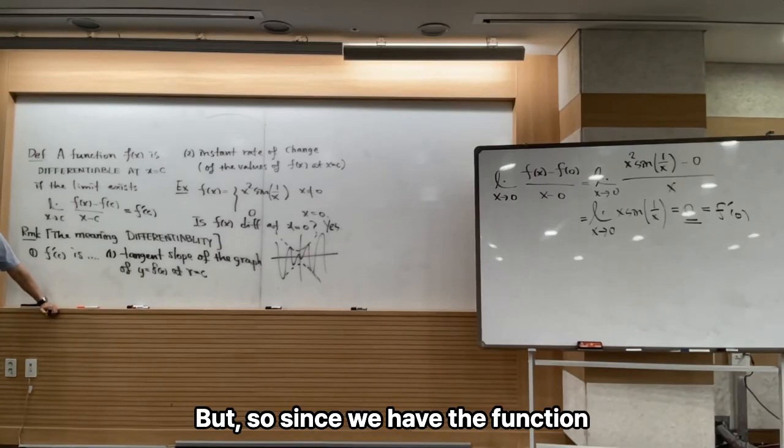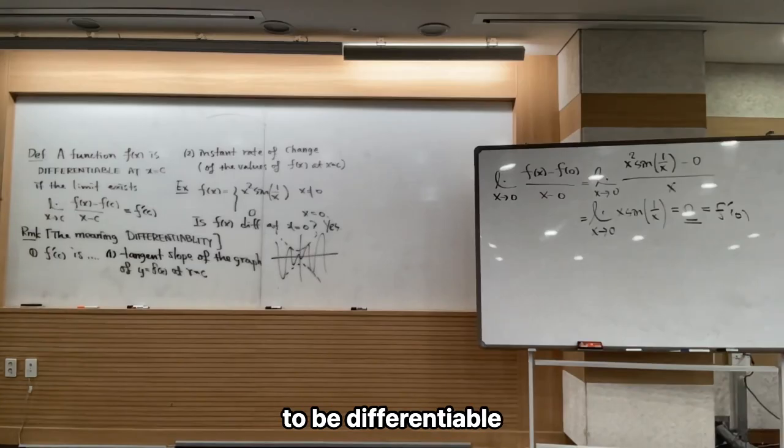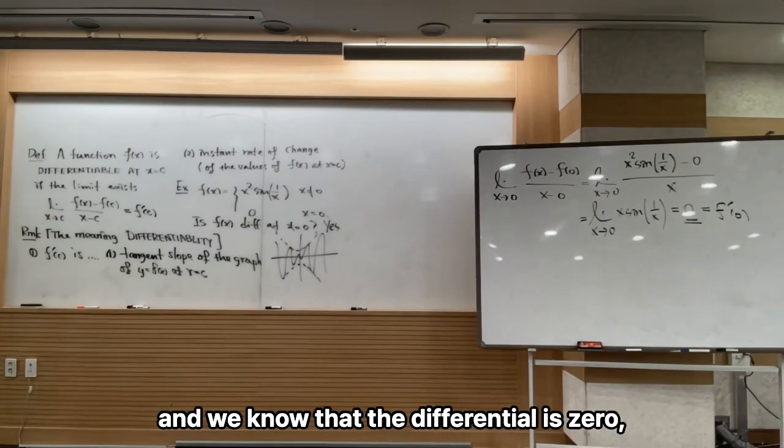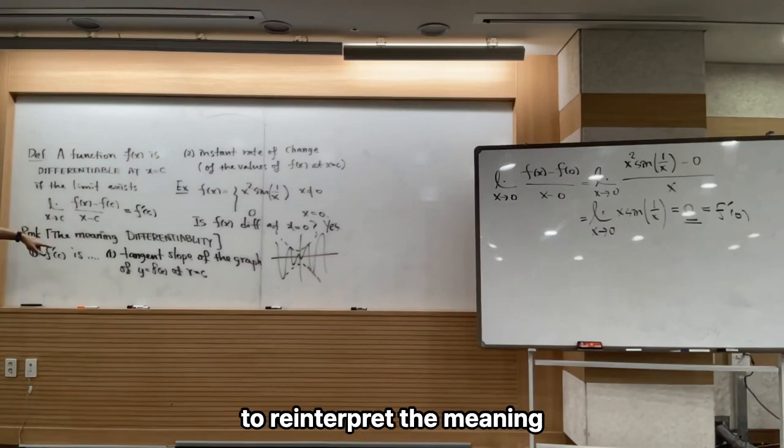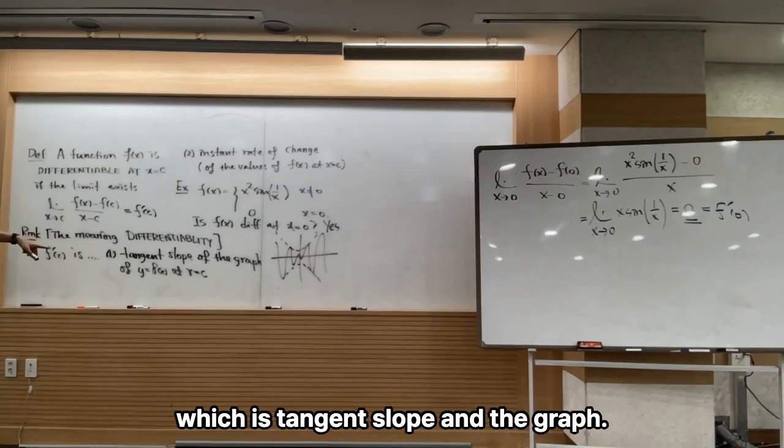But since we have a function which is already known to be differentiable, and we know that the differential is 0, we can now apply that fact to reinterpret the meaning of this differential, which is the tangent slope of the graph.